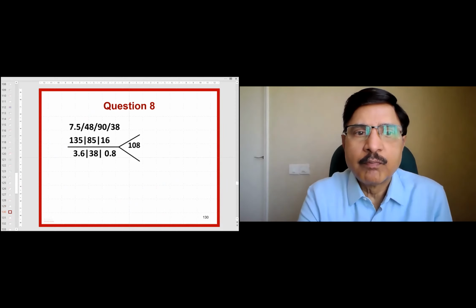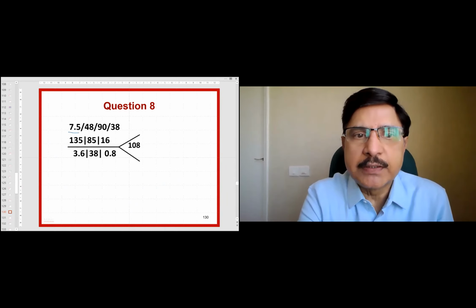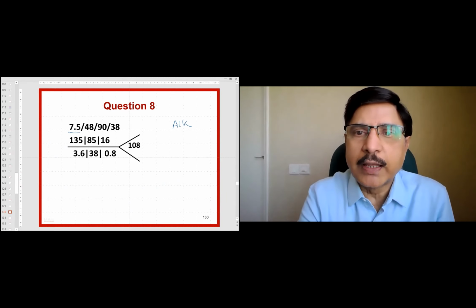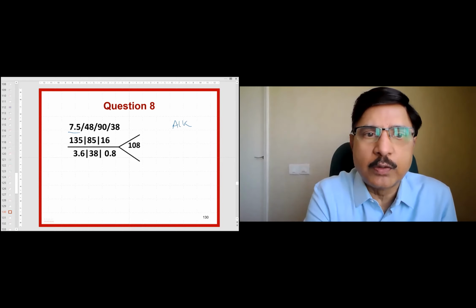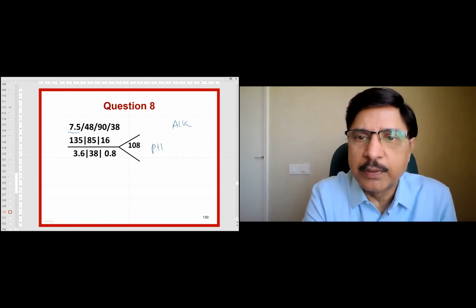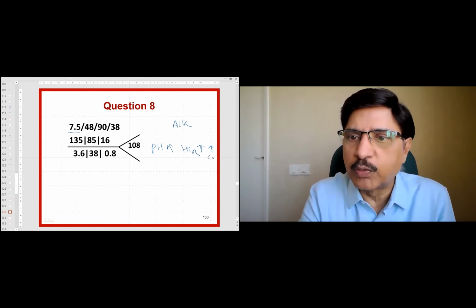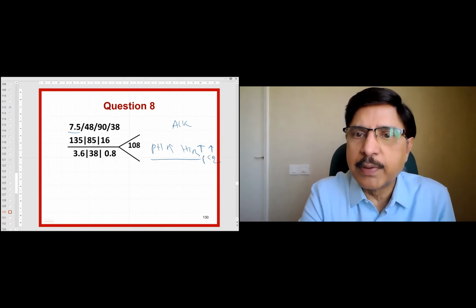Alkalosis, sir. pH is 7.5, there is alkalosis. We write alkalosis, but we don't know whether it is metabolic or respiratory. How do I know that? pH is going up, bicarbonate is also going up, and the secondary variable, PCO2, is also up. So this is metabolic alkalosis.